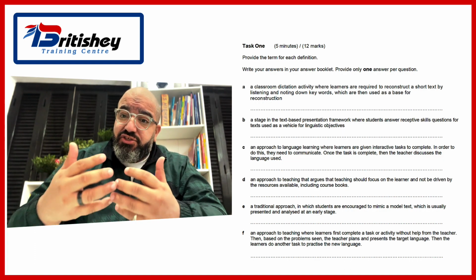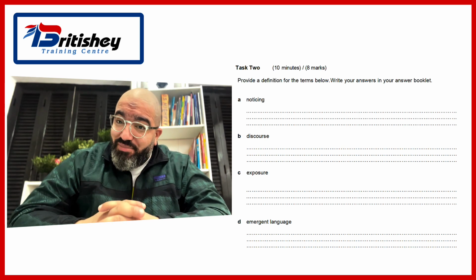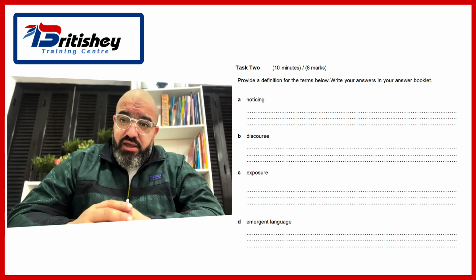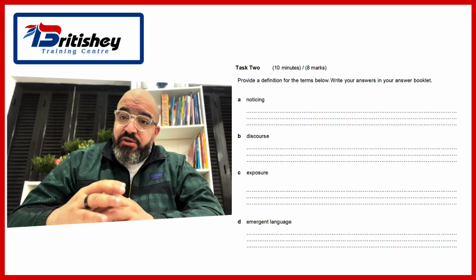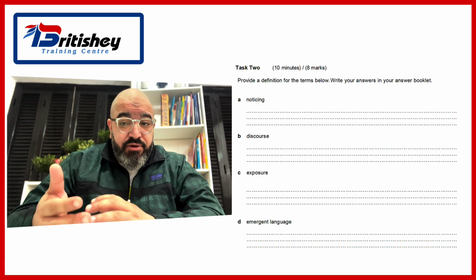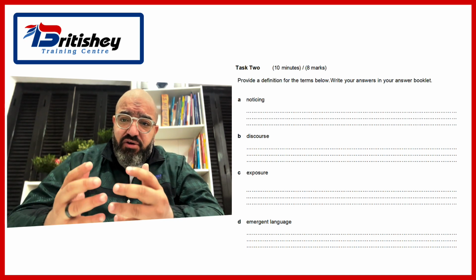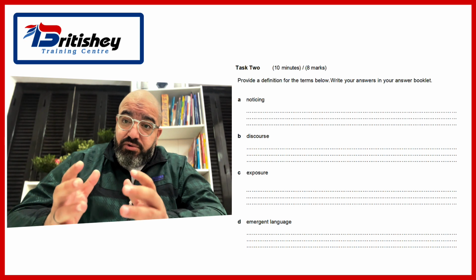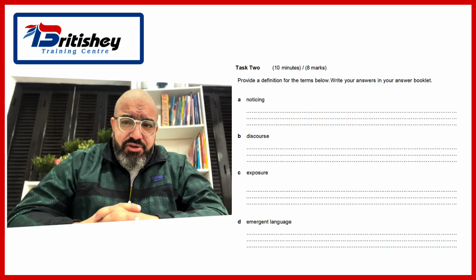Now let's move to task 2 in paper 1. And task 2 is for 10 minutes and 8 marks. And it's kind of the opposite. So instead of providing the definition or asking you to provide the term, no, this time you have the term and you need to provide the definition. So as you see, for example, we've got 4 terms here. So we have noticing, discourse, emergent language, and all these terms have been used in so many episodes of frameworks.